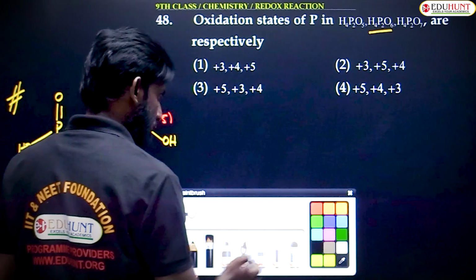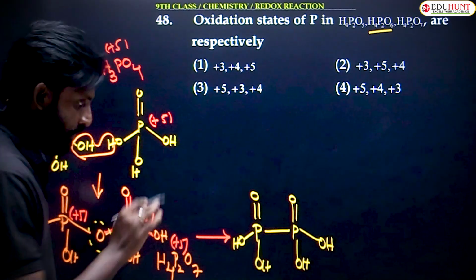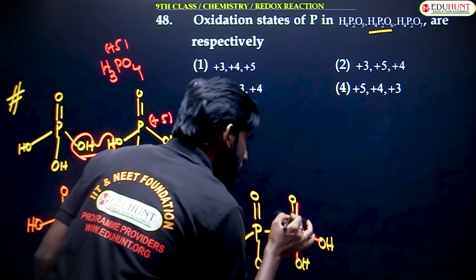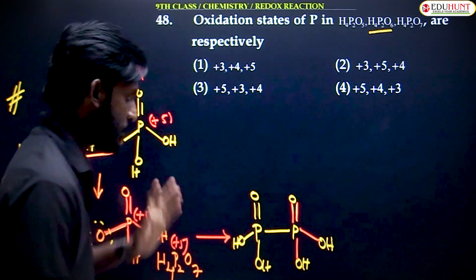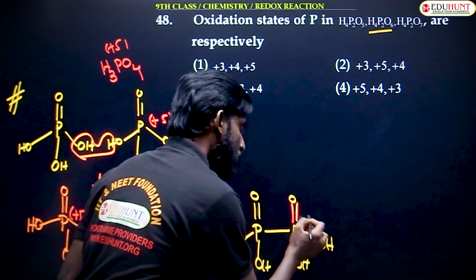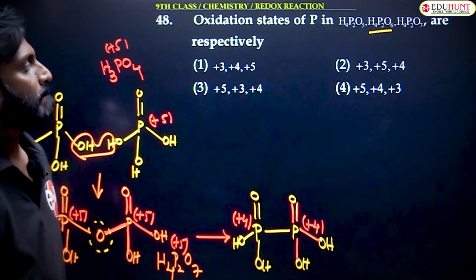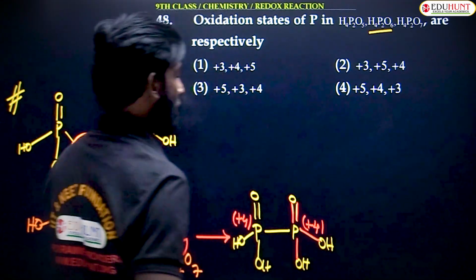Now try to determine the oxidation state of phosphorus here. Plus 1, plus 2, plus 3, plus 4. So you know phosphorus is bonded to nothing else, so plus 4. So here phosphorus is in plus 4, fine. Now what about that H4P2O5?